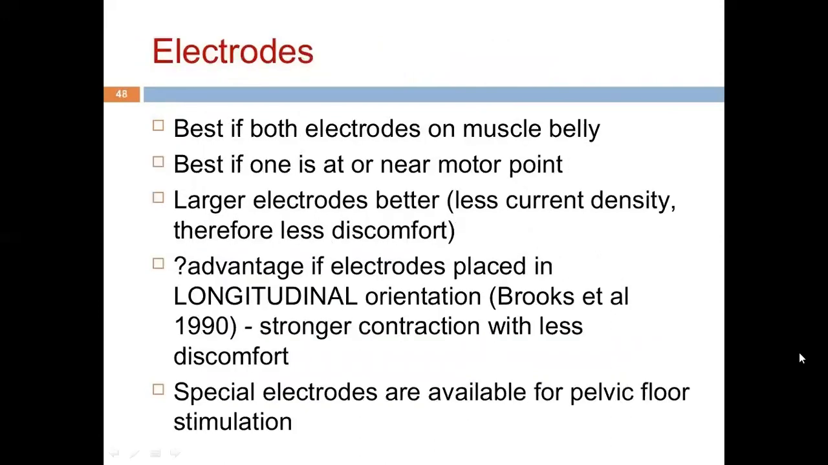Electrodes: it is best if both electrodes are on the muscle belly. It is best if one is at or near the motor point. Larger electrodes are better, with less current density and therefore less discomfort. There is an advantage if the electrode is placed in a longitudinal orientation, by Brooks et al. in 1990, giving a strong contraction with less discomfort. Special electrodes are available for pelvic floor stimulation.